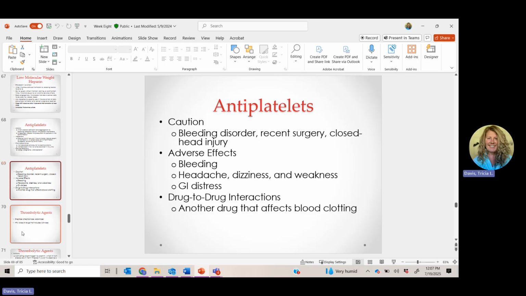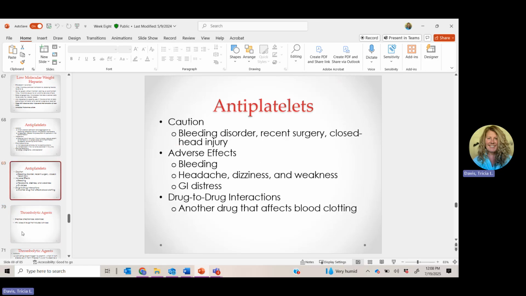Adverse side effects: we know it's going to thin the blood. It's going to prevent it from clotting as well as it normally does. So we're worried about the patient bleeding out. And we would never want to combine it with a medication that affects blood clotting.